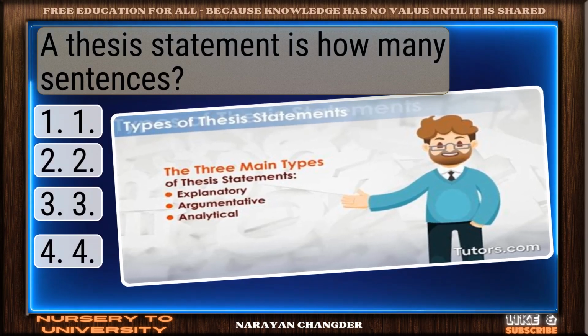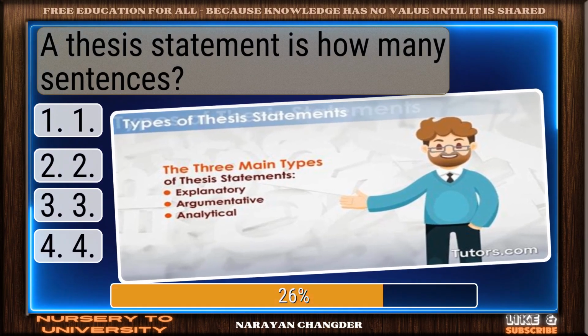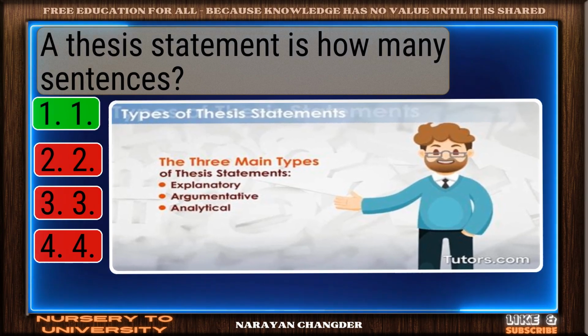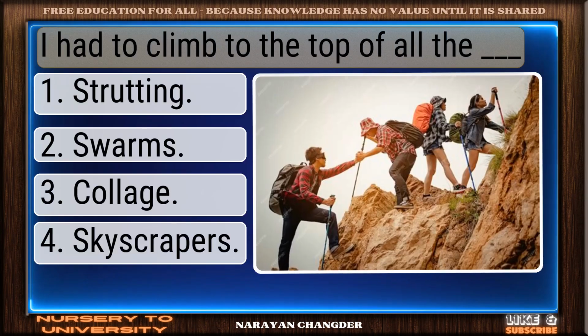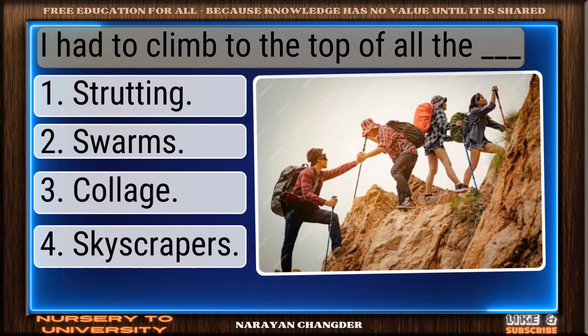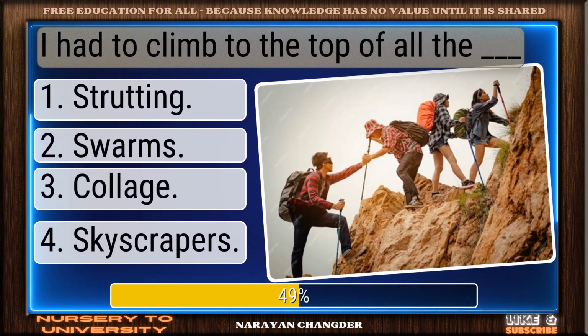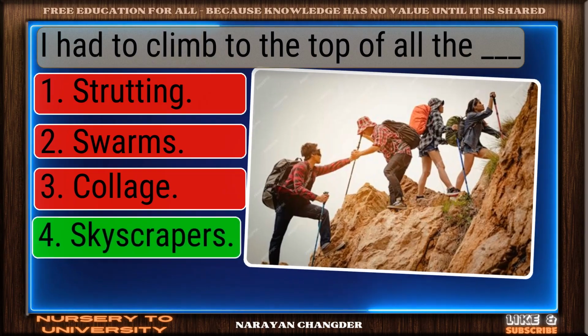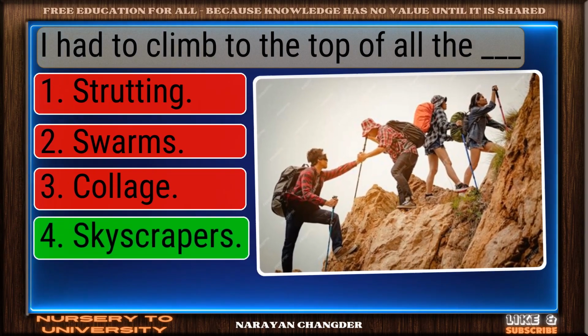A thesis statement is how many sentences? Well reasoned. 1 is the correct choice. I had to climb to the top of all the dash. Correct response. Skyscrapers is the most accurate answer.